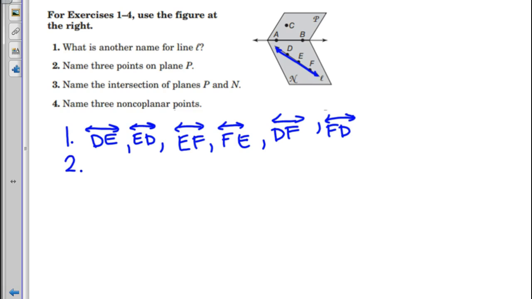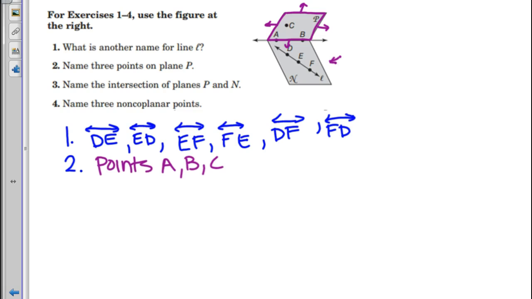Number 2, name 3 points in plane P. All right, here is plane P. Being on the plane is in the plane because remember this plane extends in all 4 directions, becoming wider and wider and wider. It's on the back side, if you want to think about it that way, of this plane. That plane kind of shoots through it. So A and B are in plane P. So for number 2, we have points A, B, and C that are in plane P.